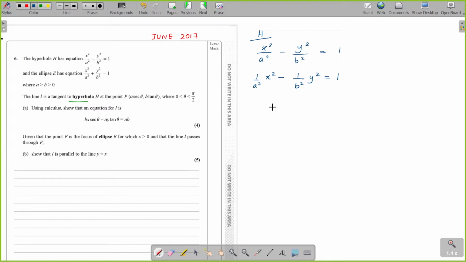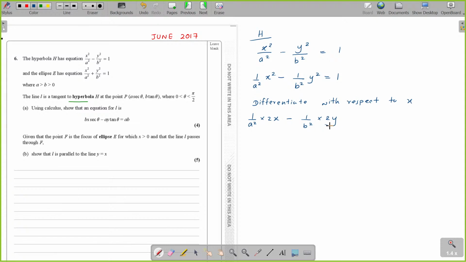Then let's go for the differentiation, with respect to x. You don't need to write these steps actually, you can directly go for the differentiation. So I get 1 over a squared, which is a constant, times the differentiation of x squared, which is 2x, minus 1 over b squared times the differentiation of y squared, which is 2y.